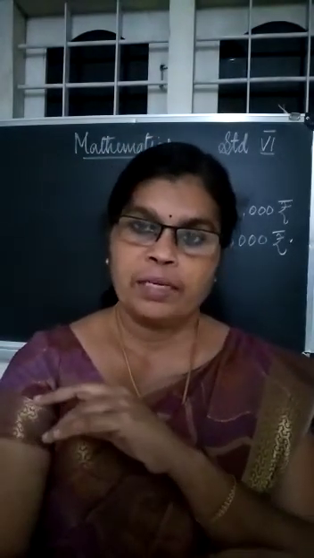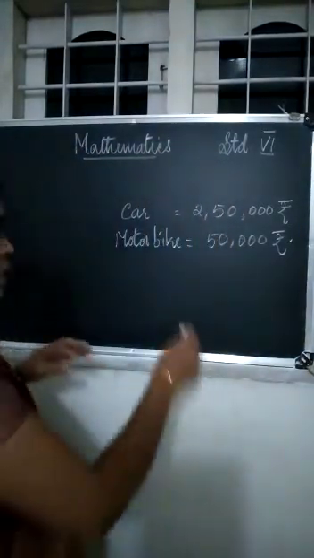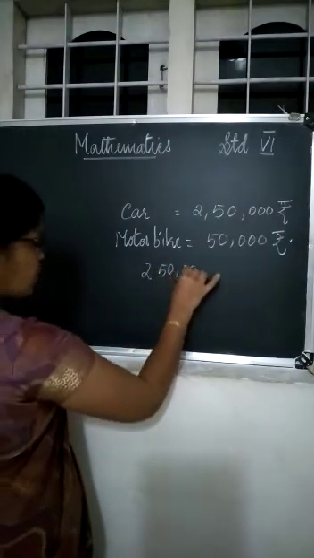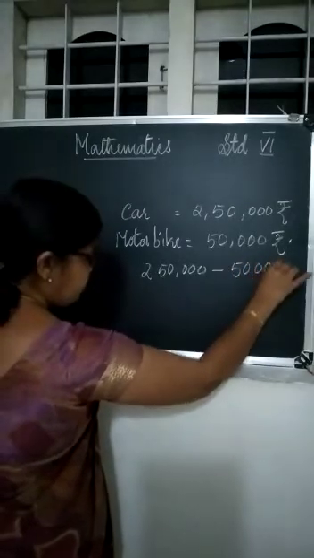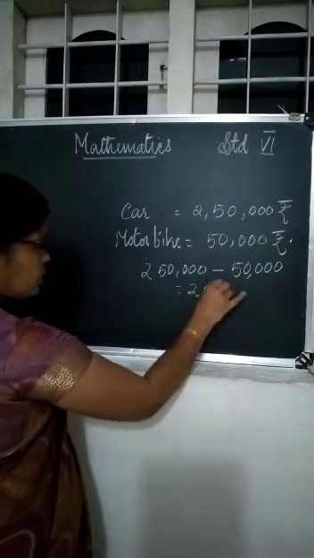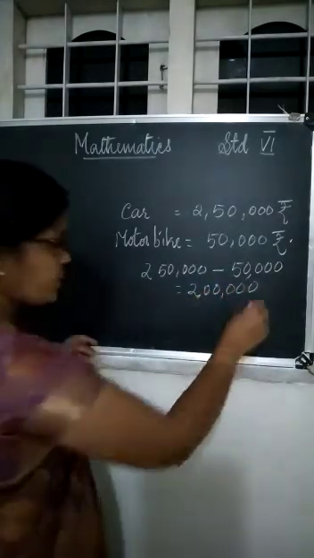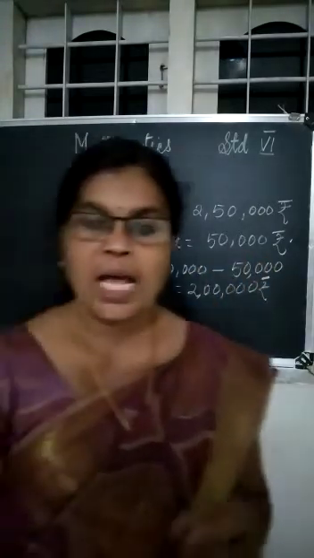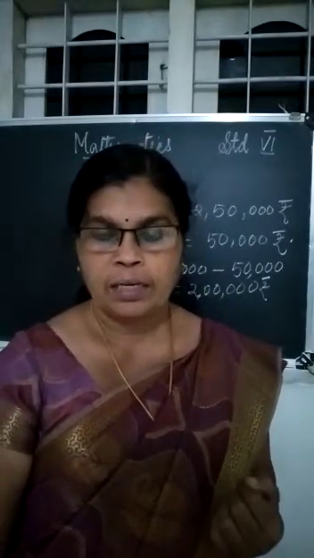So we can find the difference between the cost of two vehicles, that is 2,50,000 minus 50,000. We get 2 lakh rupees. The difference between the cost of the car and the motorbike is 2 lakh, right?